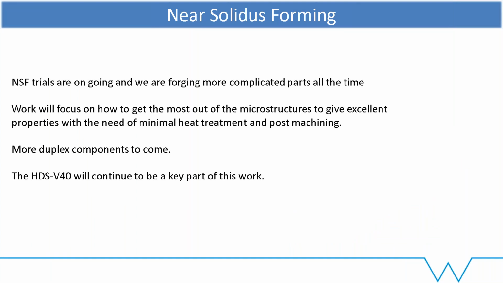So the next stages for this, really, Mondragon and ourselves are making more and more complicated parts all the time, and the work really will focus on how can we get the most out of the microstructures for these parts, how can we optimize the amount of dynamic recrystallization, how can we get the best material properties as well as getting the shape for these really, really complicated forging processes.